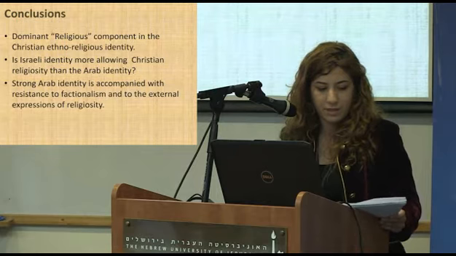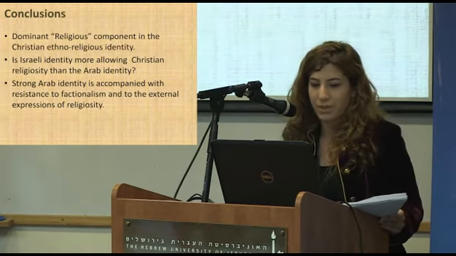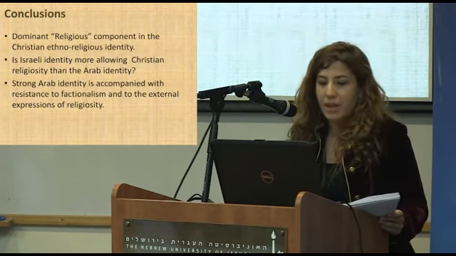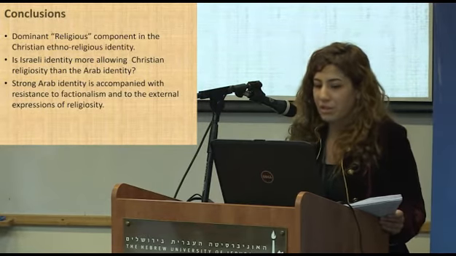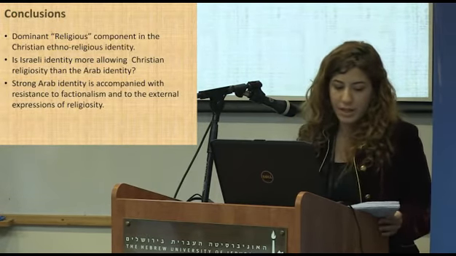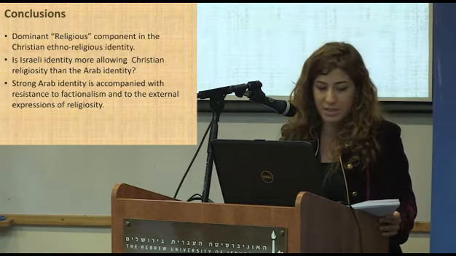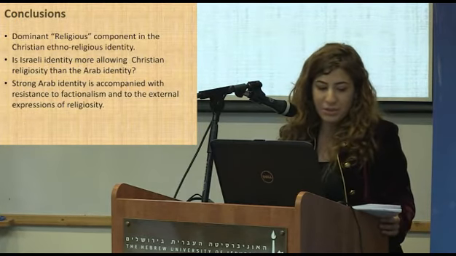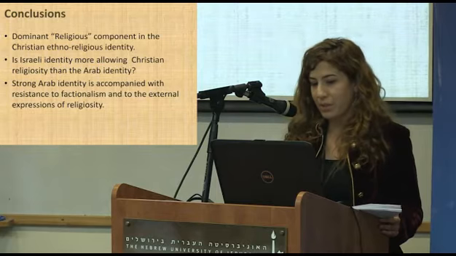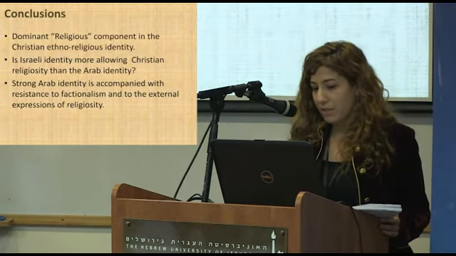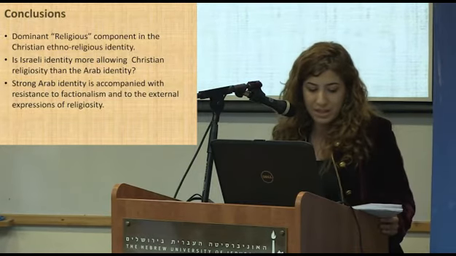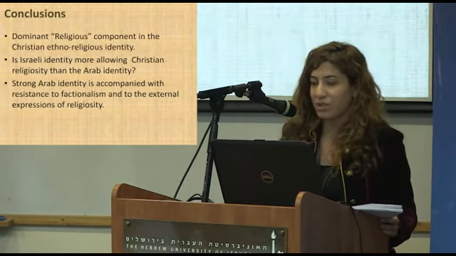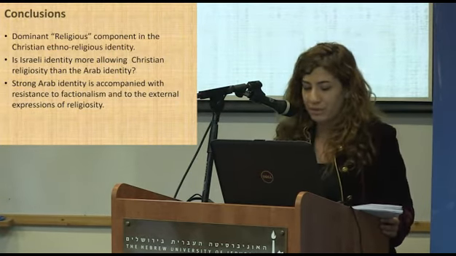Conclusions. I just wrote 3 points for thought. It's not exactly the conclusion from the research. First, a dominant religious component in the Christian ethno-religious identity. As we know, the Christian identity is thought to be an ethno-religious identity, but the strong and high correlations between the Christian identity and the 5 elements of religiosity made us think about the possibility that the religious component in the ethno-religious identity is more dominant.